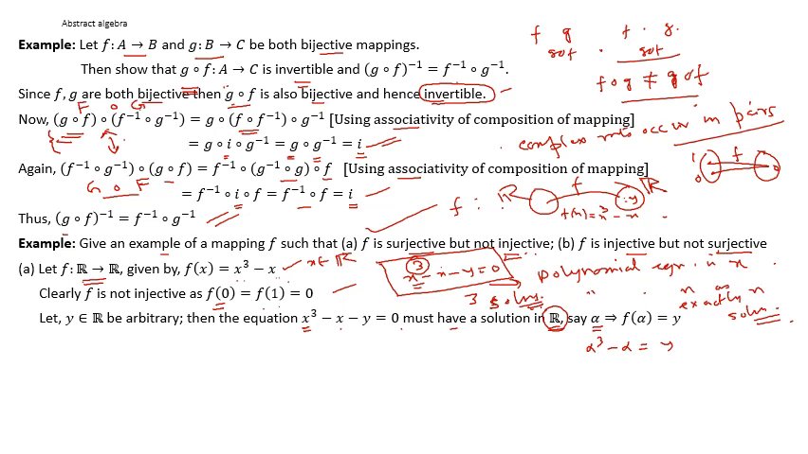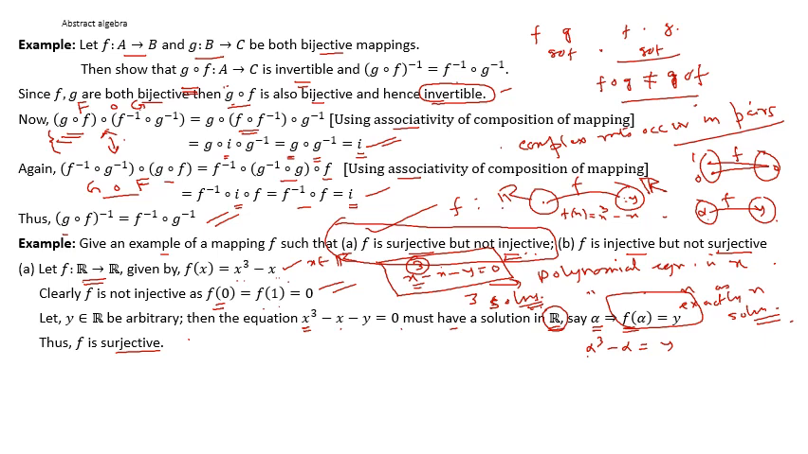Then that means alpha cube minus alpha কে আমরা f of alpha বলতে পারি. So given any y, there exists alpha such that f of alpha is y. So every element y has a pre-image in R, and therefore this mapping is surjective. Now তারপরে আমরা দেখালাম যে this is not an injective mapping but surjective mapping. So first case is done.